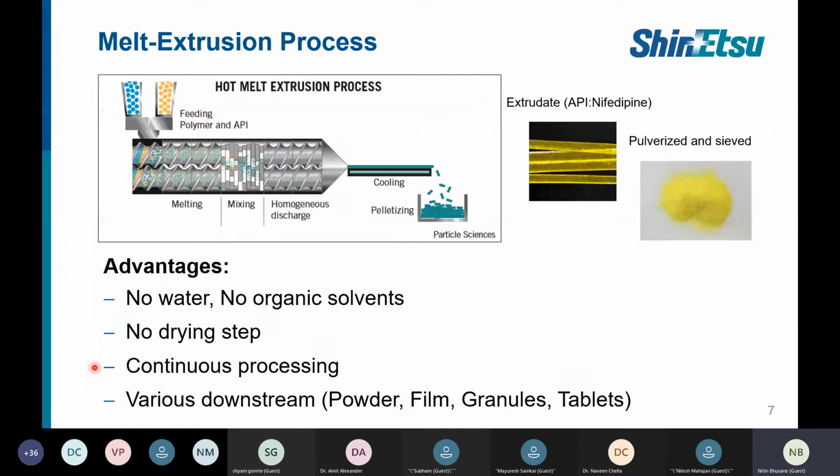There are various downstream options possible. What extrudate you are getting, you can directly convert into pellets, and then pellets can be crushed into powder form. You can also directly get a kind of film from the extrudates, or you can directly fill the granules into a sachet, or you compress the extrudate to fine particles and compress into a tablet.